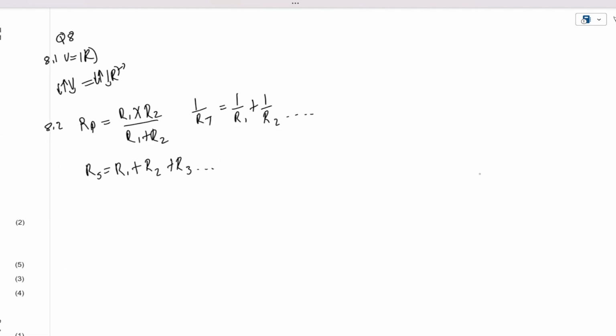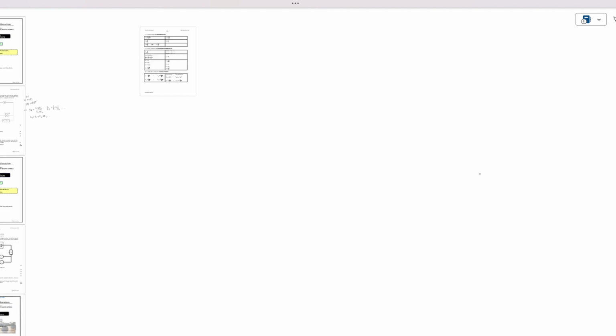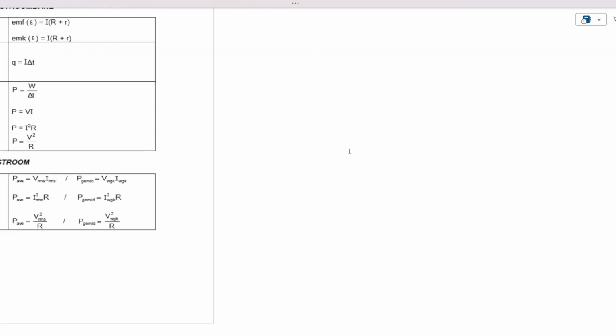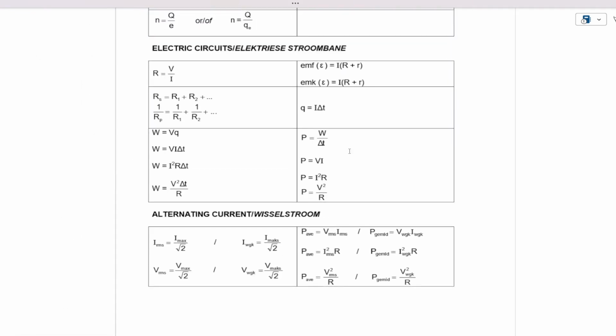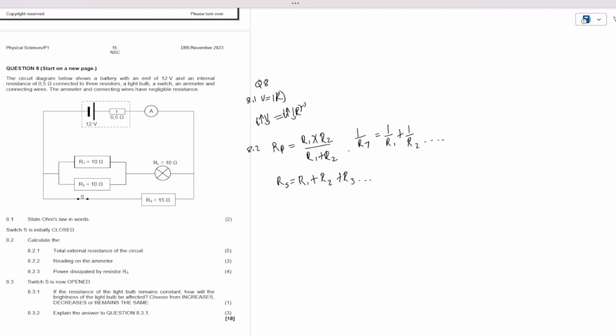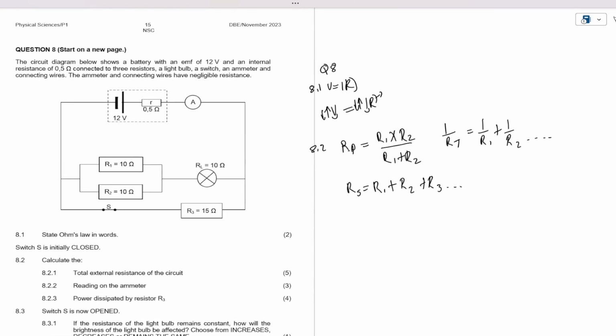This appears the same in the formula sheet. I think I've pasted the formula sheet on this side. Let me check. Yeah, here's our formula sheet. The same applies in the formula sheet. You'll see them located here. You'll just copy them from the formula sheet and write them down. So I always have my formula sheet on the side, just in case I need it.